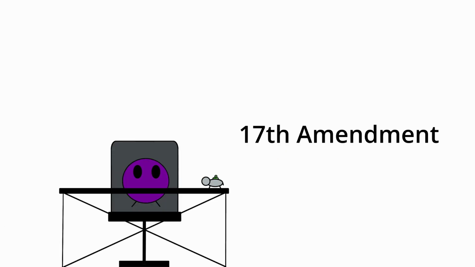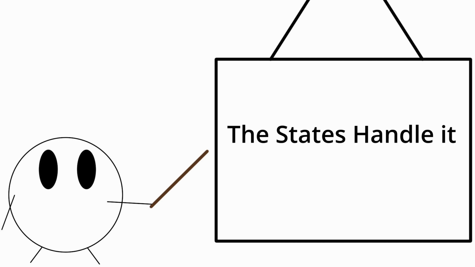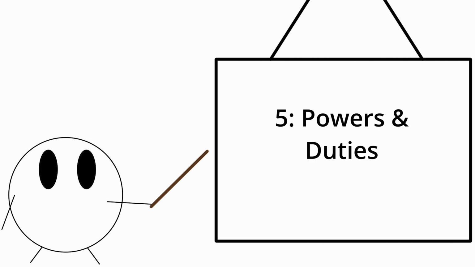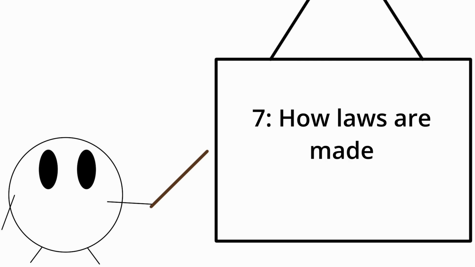That's true. It wasn't until the 17th Amendment that senators were chosen directly by a popular vote of the people of the state. We then move to the elections of members of Congress. In general, the states handle it. Section 5 is the powers and duties of Congress. 6 is about the compensation and rights of the members. 7 is the legislative process.